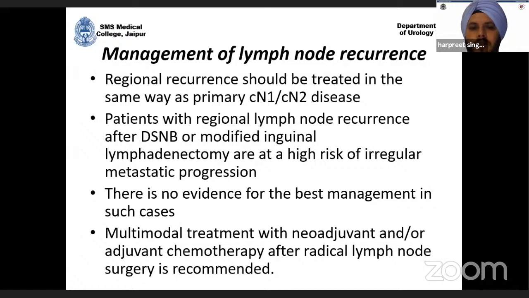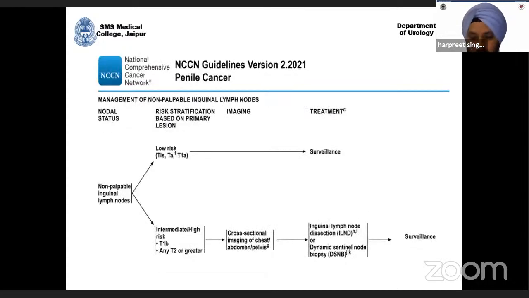Patients with regional lymph node recurrence after dynamic sentinel node biopsy or modified inguinal lymphadenectomy are at higher risk of irregular metastatic progression. So there is no clear-cut evidence for the best management in such patients. Multimodal treatment with neoadjuvant or adjuvant chemotherapy after radical lymph node surgery is recommended. This is according to the NCCN guidelines.